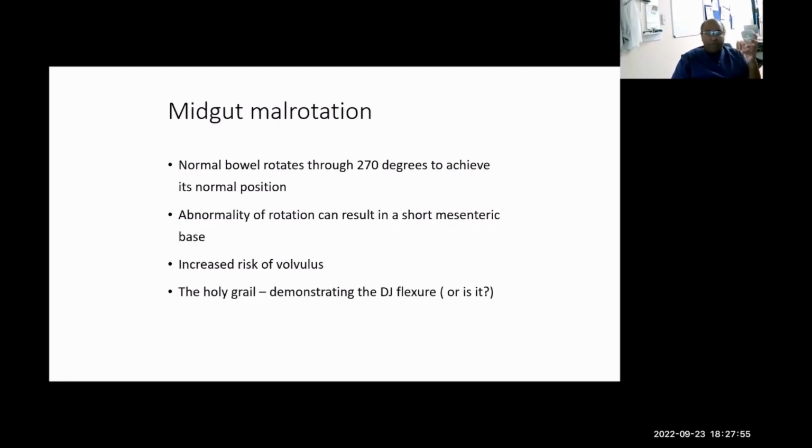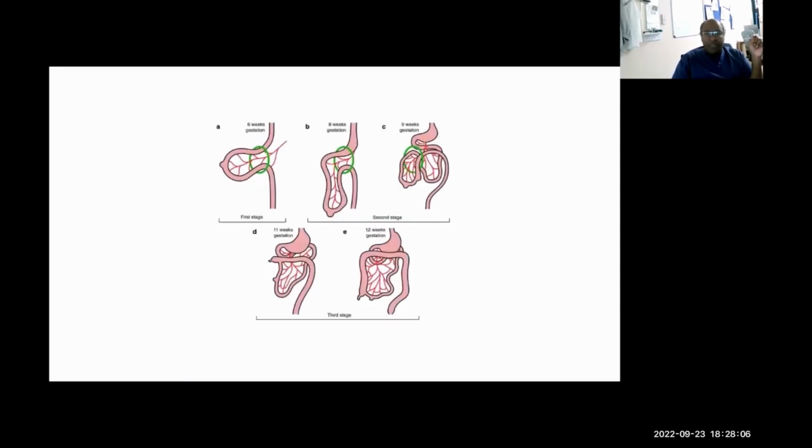So normal bowel rotates through about 270 degrees to achieve its normal position. An abnormality of rotation can result in a short mesenteric base, which is the risk of volvulus, and that's why the position of the DJ flexure is used as an indicator.